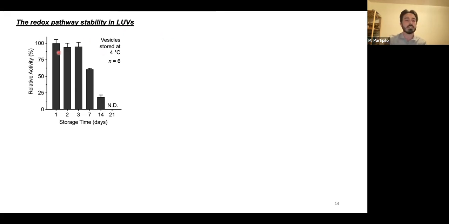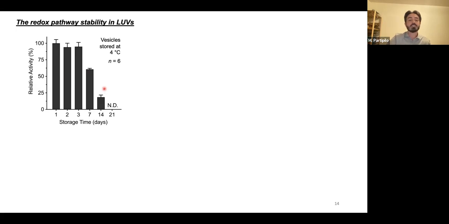For this reason, we measure the activity after the first day of preparation of the vesicles, and then we store them at 4 degrees. And the day after, we try to carry out the same experiment in which we were again triggering the NADPH formation. Although, of course, we are mostly talking about the full pathway activity. As you can see, the activity of our vesicles was retained almost completely after 3 days of storage at 4 degrees, but still after 7 days, they retained quite a remarkable 60% of the original activity.